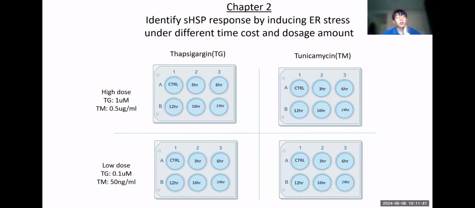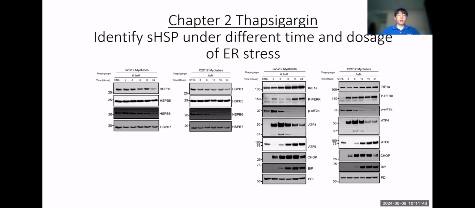These are the representative blots that I have at the moment, and some of the batches still need to be imaged or redone, so I need to wait for a while. And this is the Fabsigagan representative blot that I have at the moment. As we can see, small HSP proteins 1 and 6 basically decrease generally under ER stress conditions. Meanwhile, 5 and 7 don't really. And on the right is the UPR stress response figure.